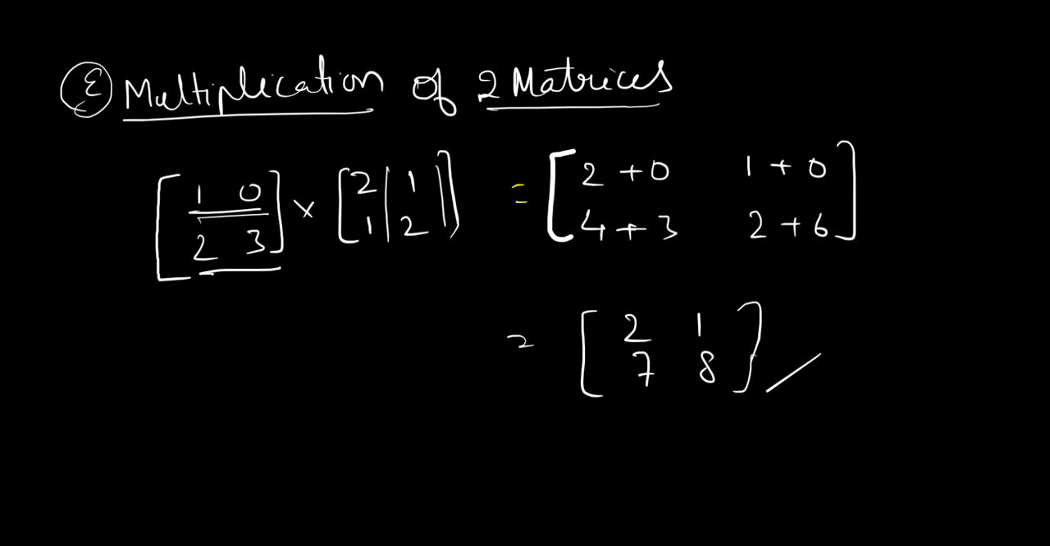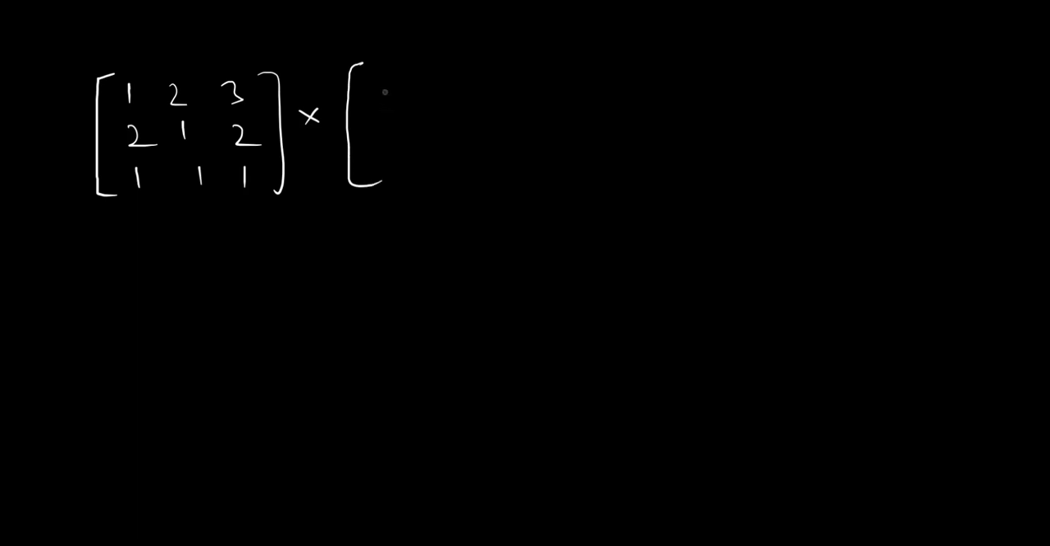If you didn't understand, let us see another example, a 3 by 3 matrix. It's really simple. Just listen: 1 2 3, 2 1 2, 1 1 1, into 3 1 4, 2 1 1, 1 2 1.